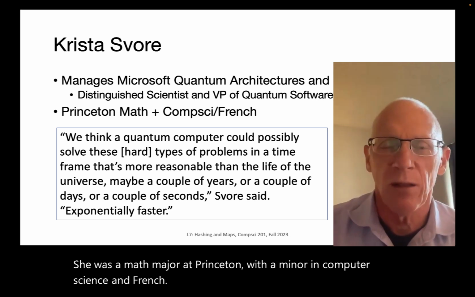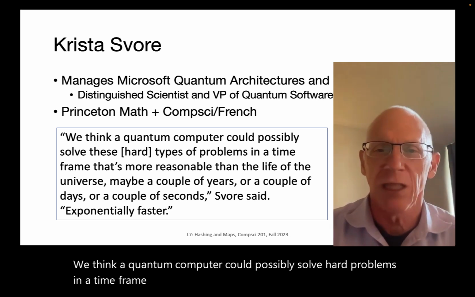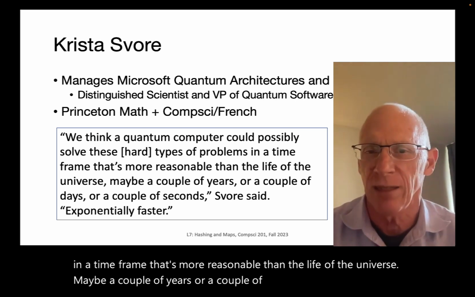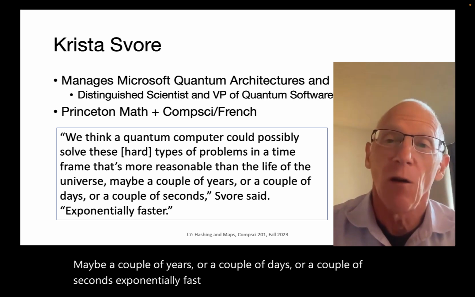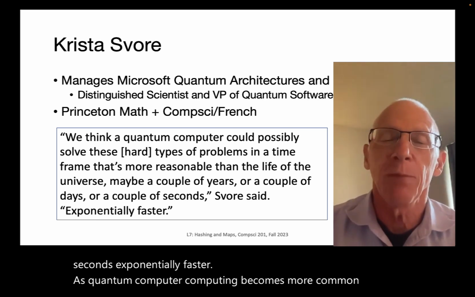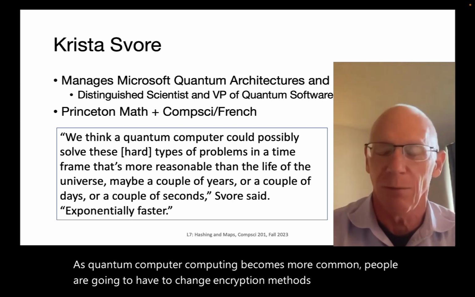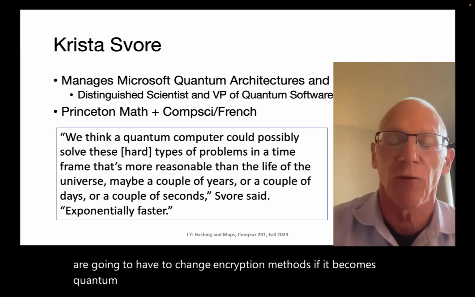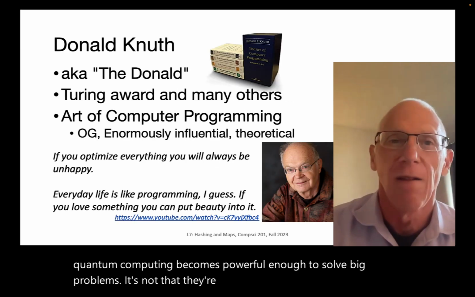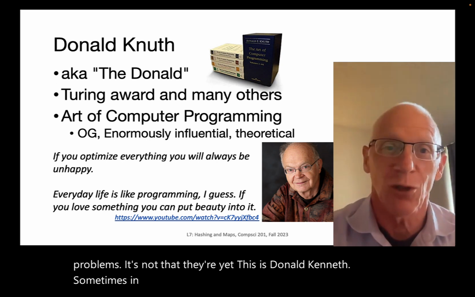We think a quantum computer could possibly solve hard problems in a time frame that's more reasonable than the life of the universe, maybe a couple of years, or a couple of days, or a couple of seconds, exponentially faster. As quantum computing becomes more common, people are going to have to change encryption methods if quantum computing becomes powerful enough to solve big problems. It's not there yet. This is Donald Knuth, sometimes in computer science circles called the Donald.